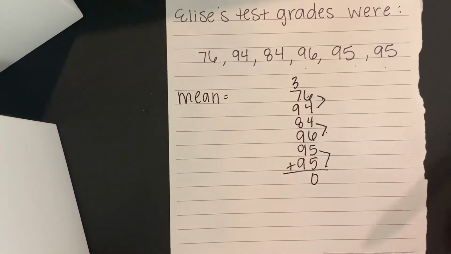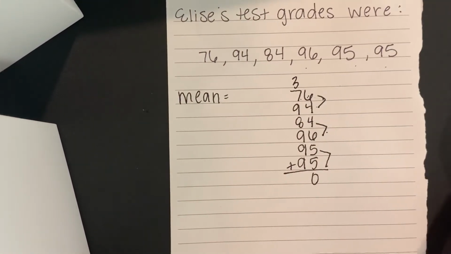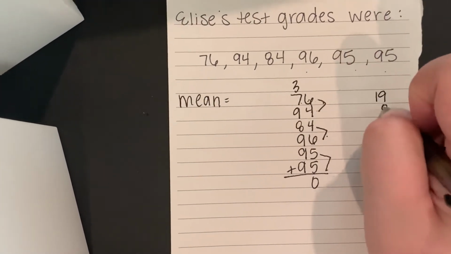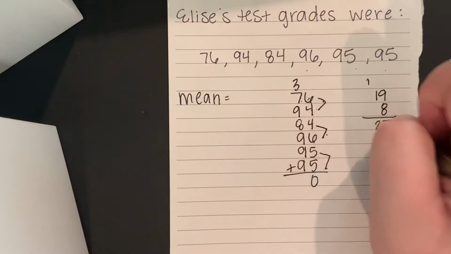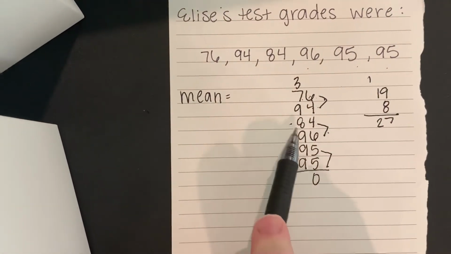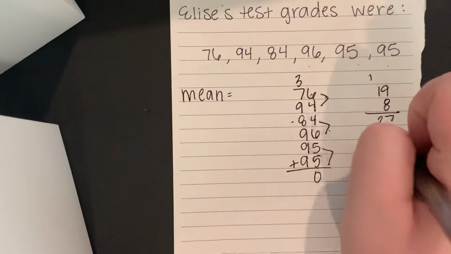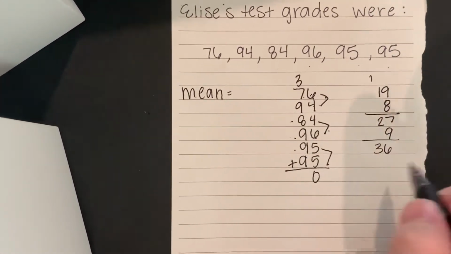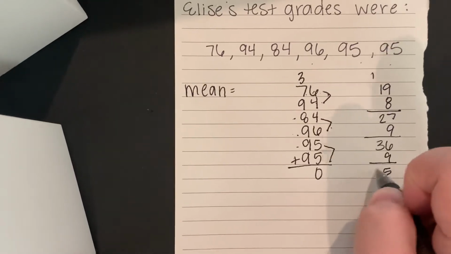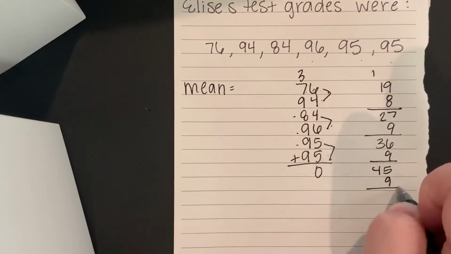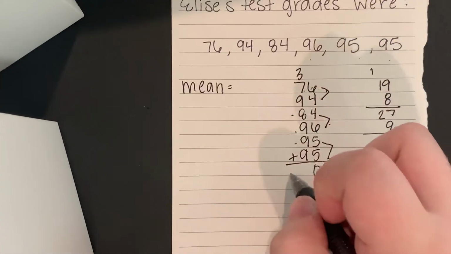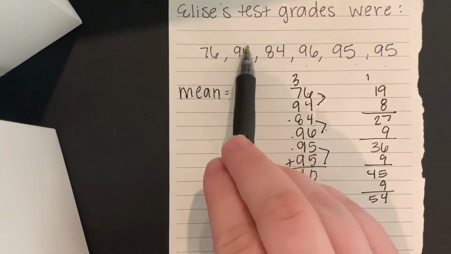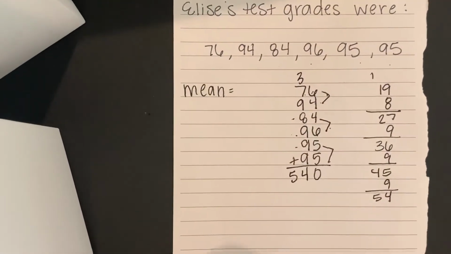7 and 3 makes 10, plus 9 makes 19. 19 plus 8 makes 27. 27 plus 9 is going to be 36. 36 plus 9 is going to be 45. And 45 plus 9 is going to be 54. And there were 1, 2, 3, 4, 5, 6 numbers to begin with.